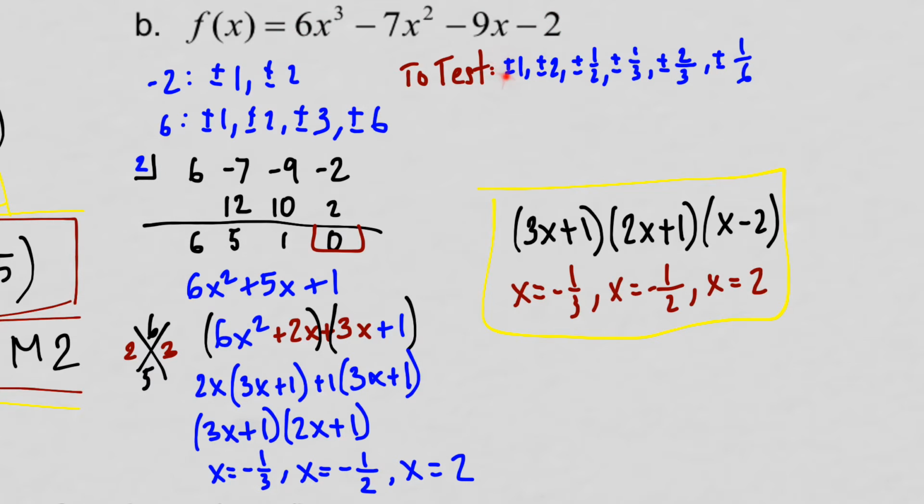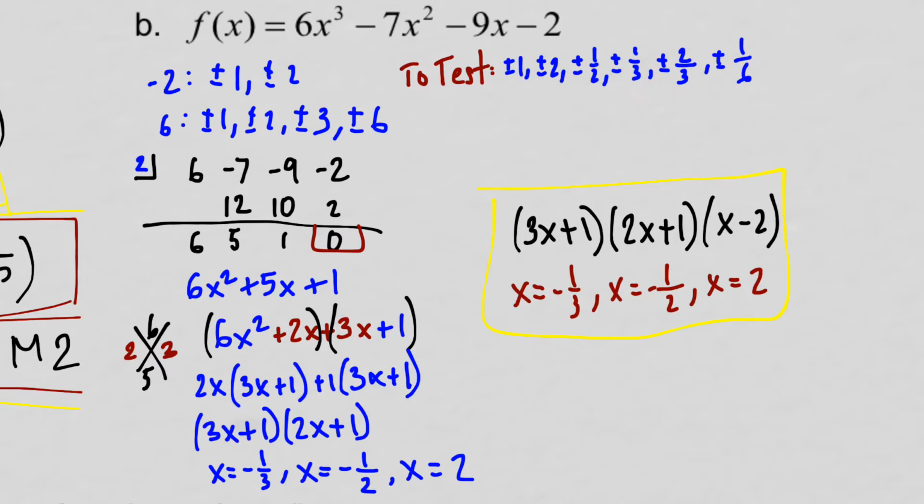Thankfully, I tested plus or minus 1. I tested positive 1, it didn't work. I tested negative 1, it didn't work. So the next one I tested was 2, and it did work. Once that one worked, I took this 6, 5, and 1 and made it 6x squared plus 5x plus 1, and I used x factor to factor it out. Once I factored it out, I grouped them right here. I got 3x plus 1 and 2x plus 1, and that gave me x equals negative 1/3 and x equals negative 1/2. So as expected, they are values that we had already come up with by testing them.